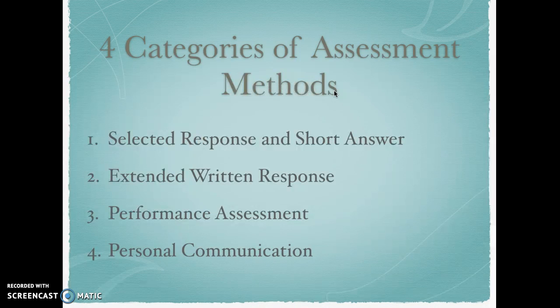So now moving on to our 4 categories of assessment methods. I just want to throw these out there and then we can dive into each one specifically. So first, we're looking at selected response and short answer. Second, we'll look at extended written response. Third, performance assessment. And fourth, personal communication.